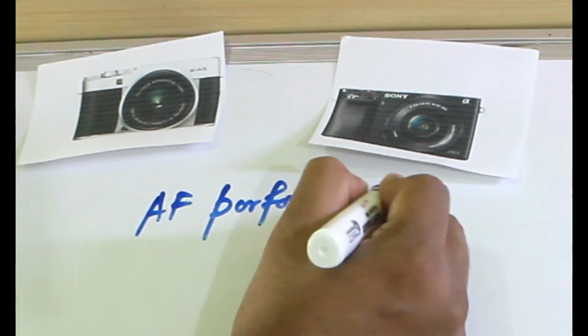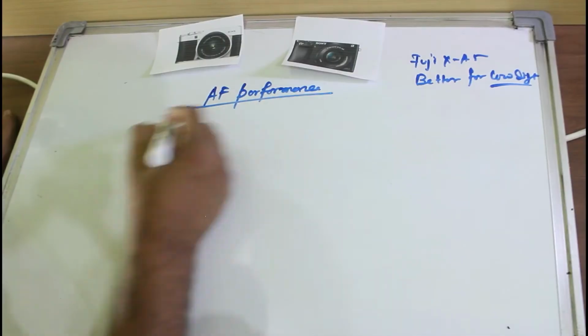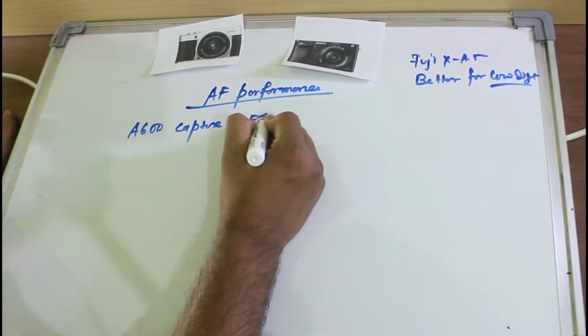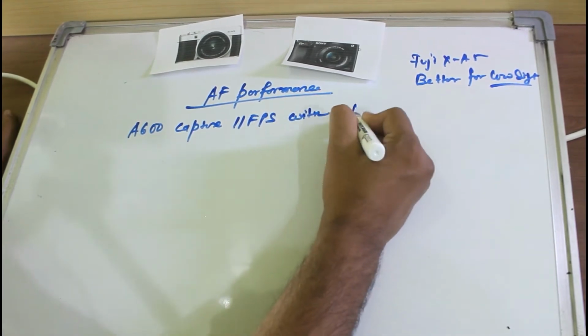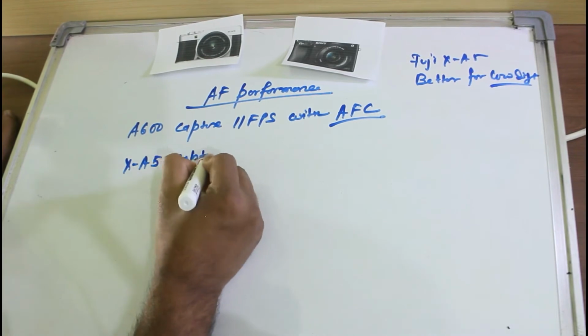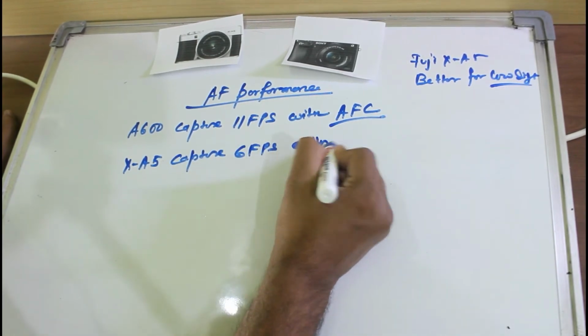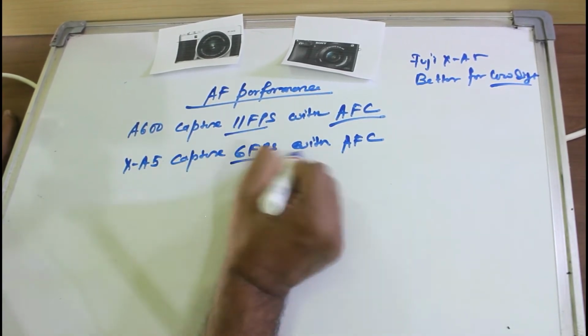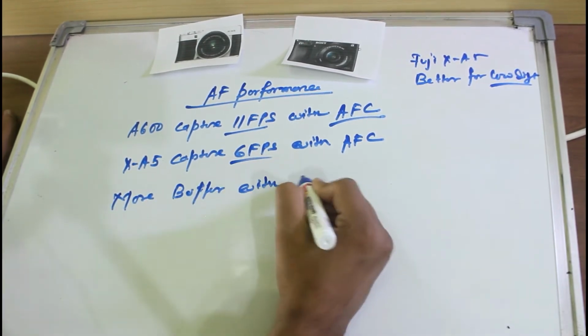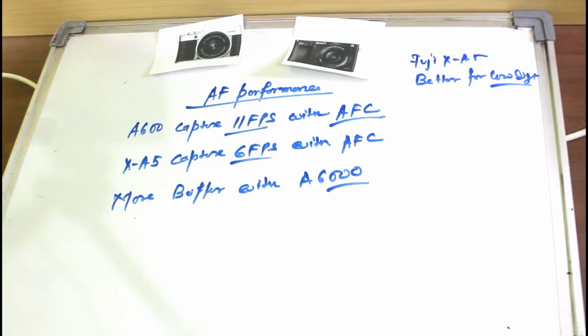Now in the next section we are going to talk about the autofocus performance of both the cameras, which camera carries a better autofocusing sensor inside it. Keep in mind that the Sony A6000 camera is approximately 3+ years old and the Fuji X-A5 is a new camera, but for that, the Sony A6000 captures 11 frames per second with continuous autofocusing support, whereas the Fujifilm X-A5 is limited to 6 frames per second only with continuous autofocus support, and the max buffer of the Sony A6000 is much more compared to the X-A5.